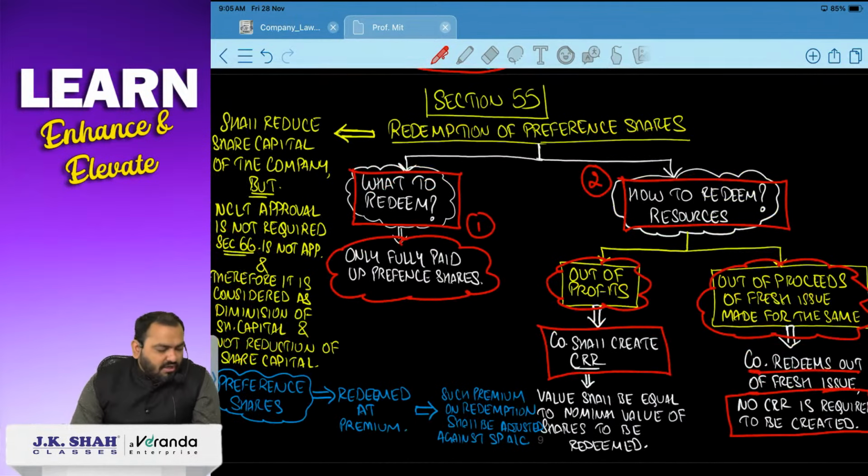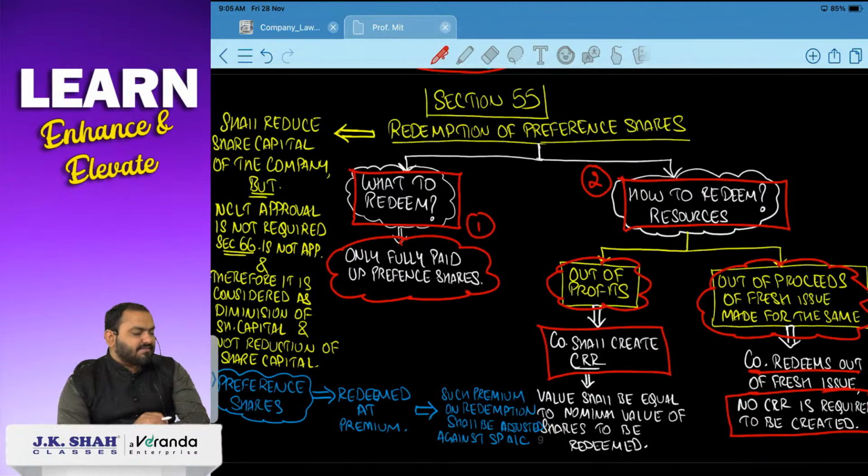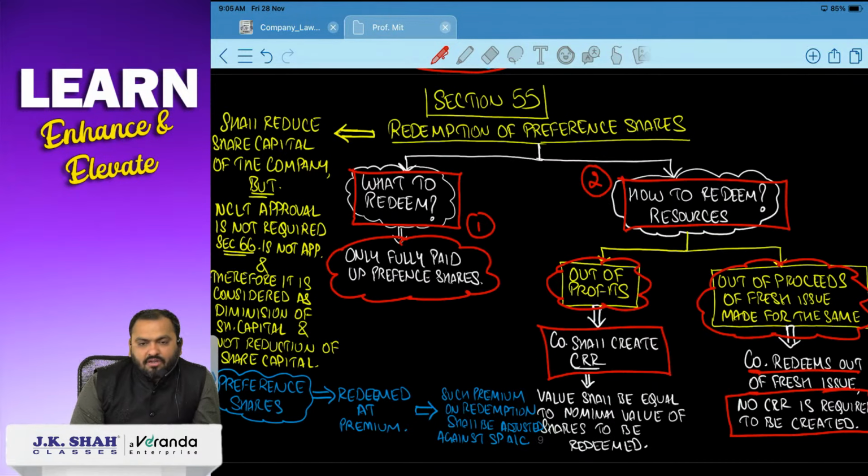Once again, what are we talking about? Redemption. Which preference shares can be redeemed? Only fully paid up preference shares. Money will come out of what? Out of the profits, that is from the CRR account, or out of the proceeds of a fresh issue made for the same. Clear, everybody? So this was the source from where the money comes.